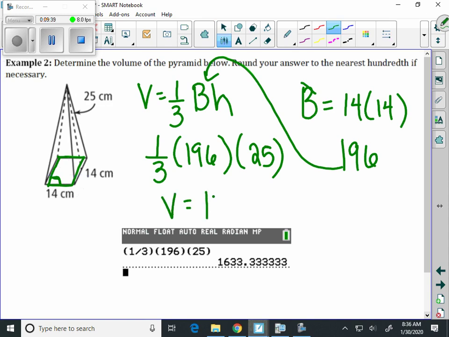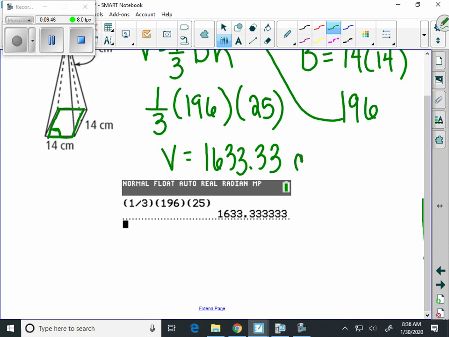And we get 1633.33. Our units are centimeters cubed. We're looking at this 3 to determine what to do to that 3. And since 3 is less than 5, that second 3 remains the same.